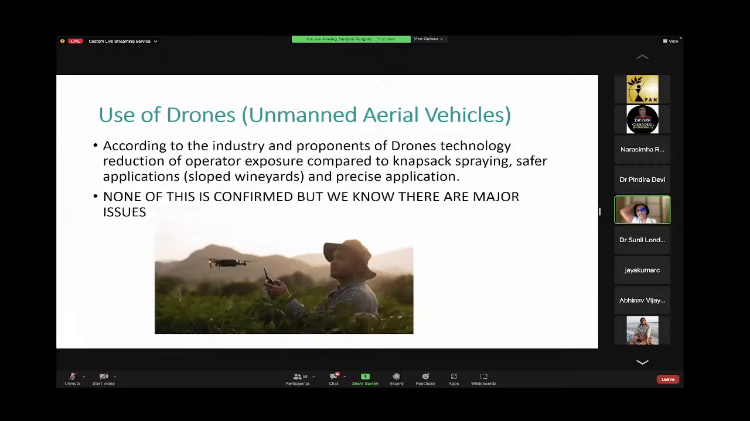Use of drones, unmanned aerial vehicles, according to the industry, and some of the previous panelists have talked about this. According to the industry and proponents of drone technology, it's supposed to reduce operator exposure compared to knapsack spraying applications, and it's supposed to be precise application. But none of this is confirmed, and we know there are major issues, and some of it has been shared already, but I just want to emphasize some of these human and environmental impacts.